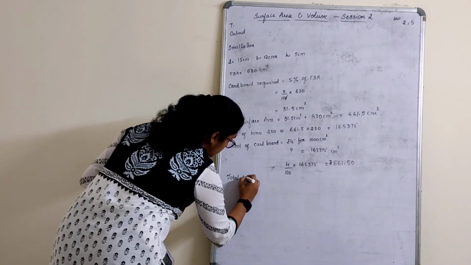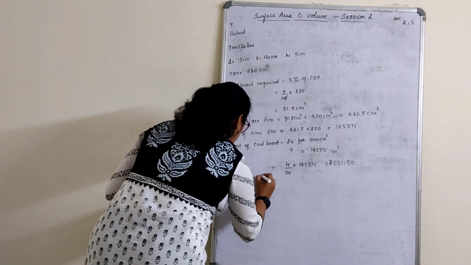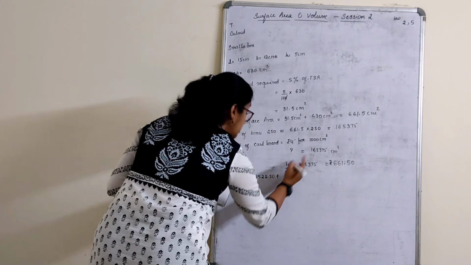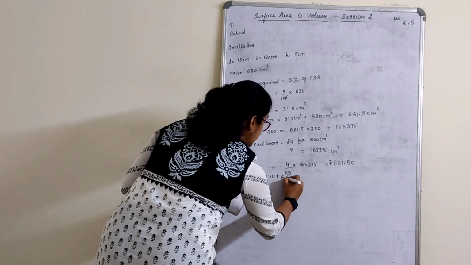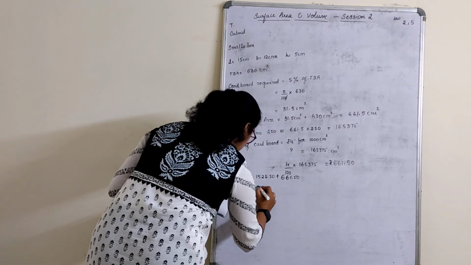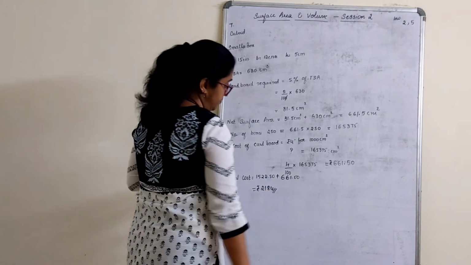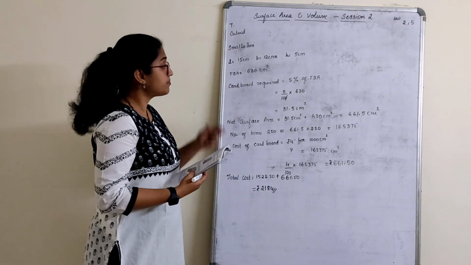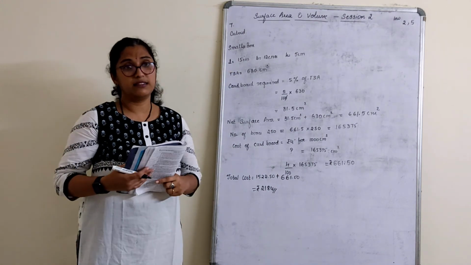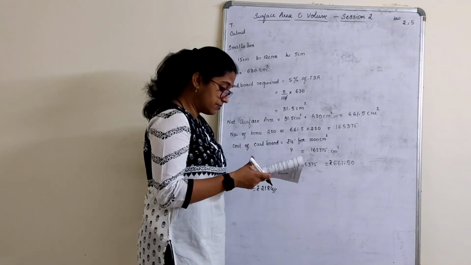Total cost. For the previous box, how much was it? 1522.50. This box, how much is it? 661.50. So total cost is rupees 2184, right? Here I have skipped this part of the calculation. Otherwise, the things remain the same. Quite a lengthy sum, but please do it systematically.